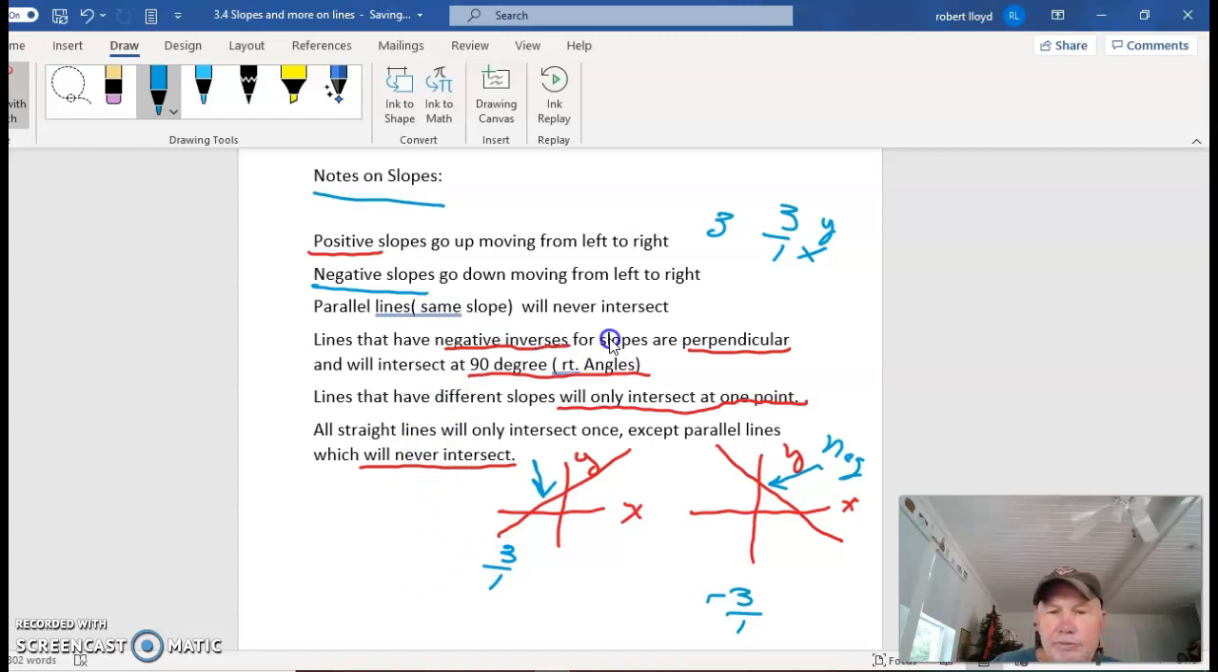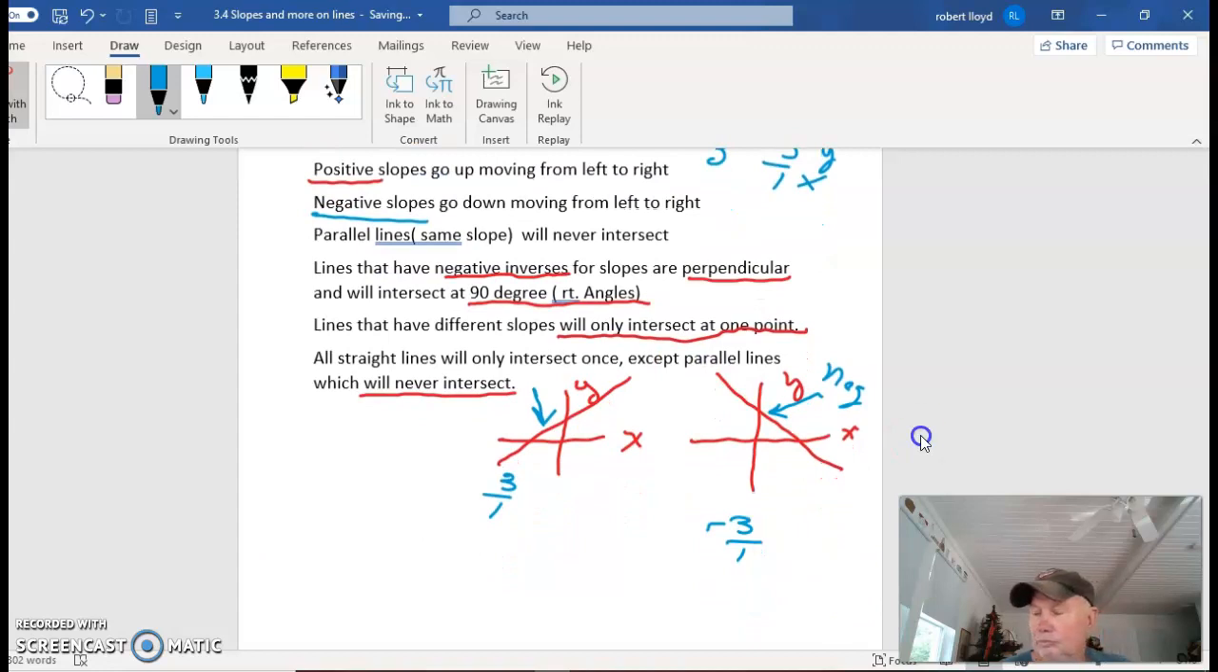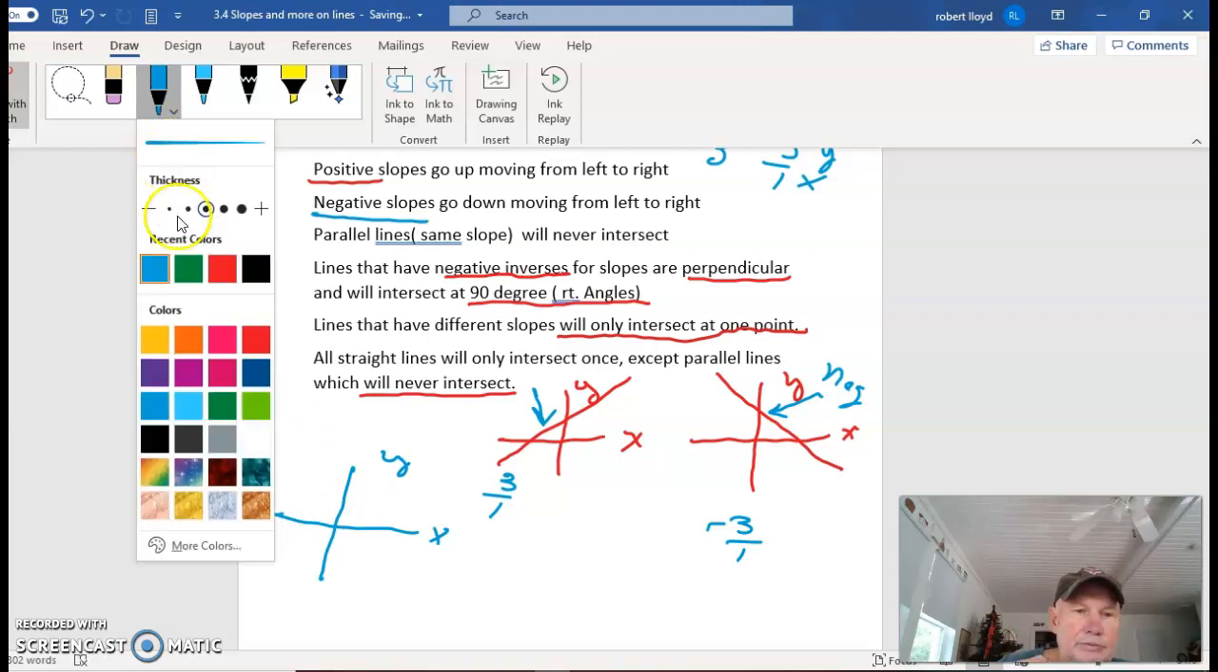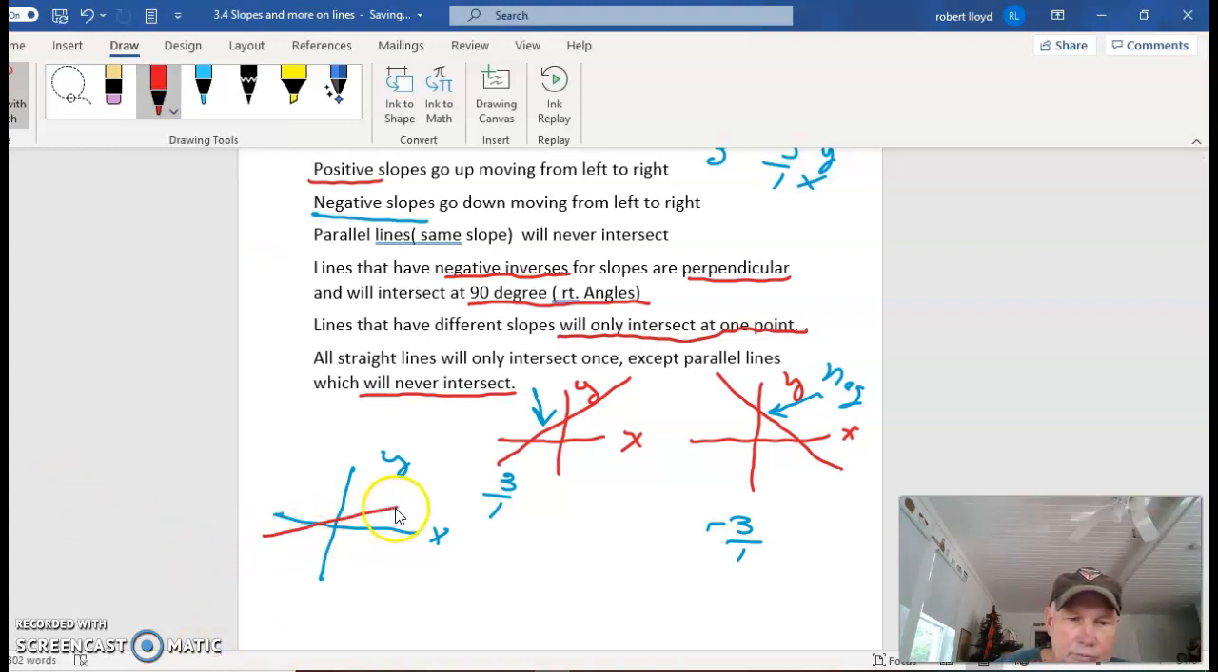Parallel lines have the same slope and will never intersect. So if we had an x and a y-axis, parallel lines go something like that, where this distance is always the same, so they would never intersect.